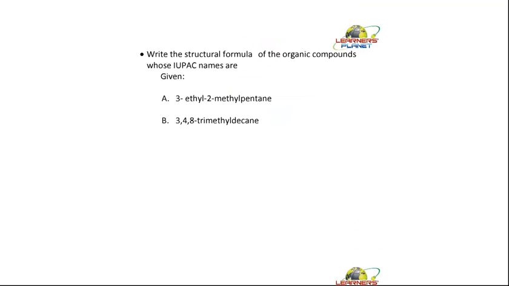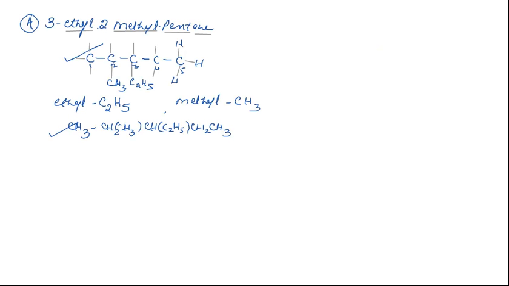Let's move to our next question. It was 3,4,8 trimethyl decane. So B is 3,4,8-trimethyldecane. What's the root word here, students? It is dec. It means how many carbon atoms are there? There are 10 carbon atoms.